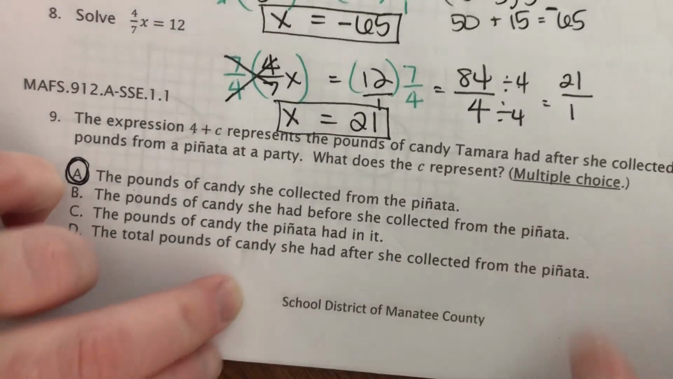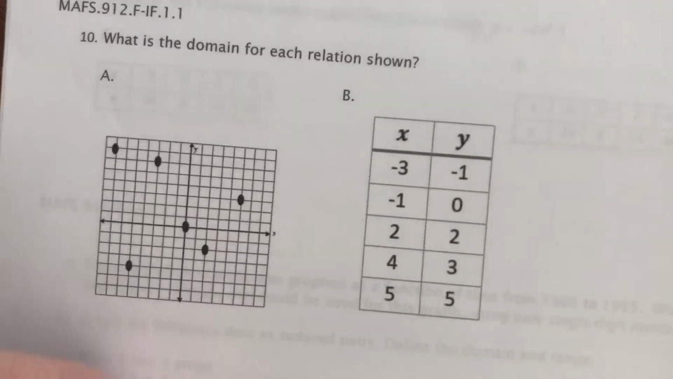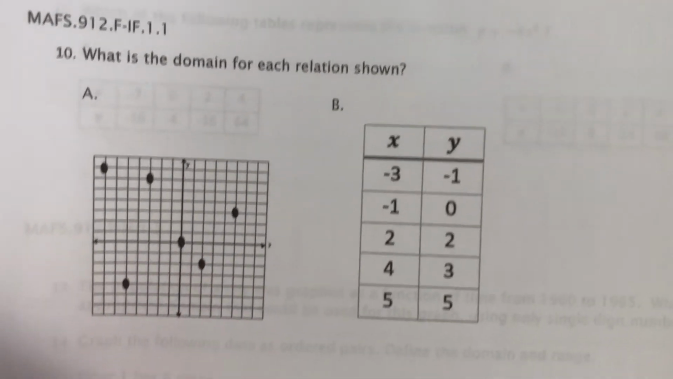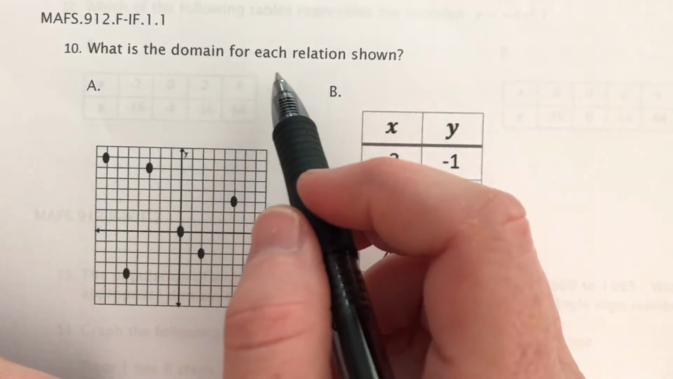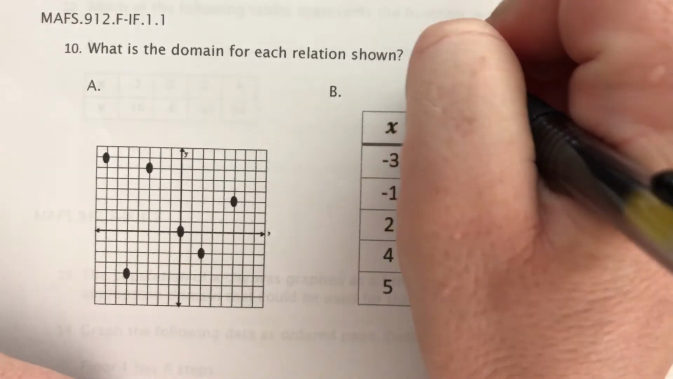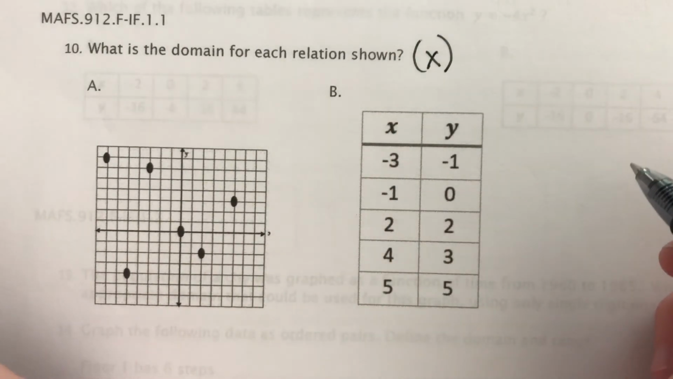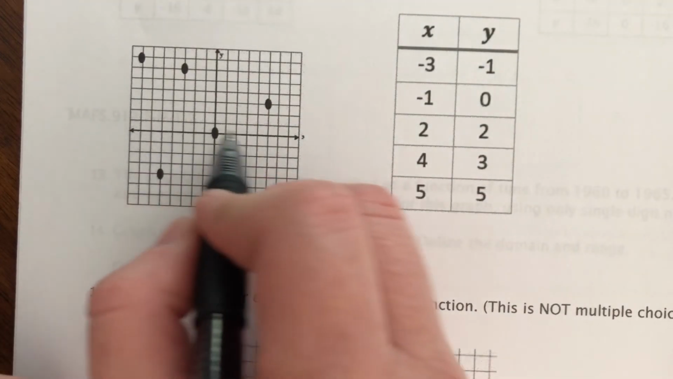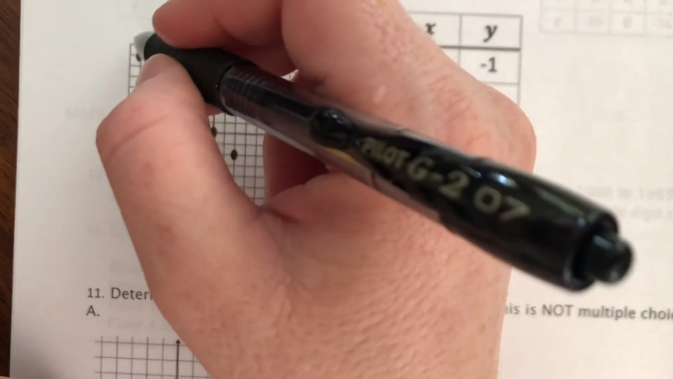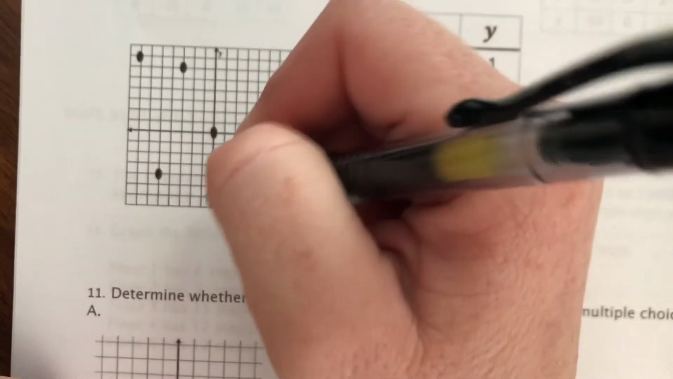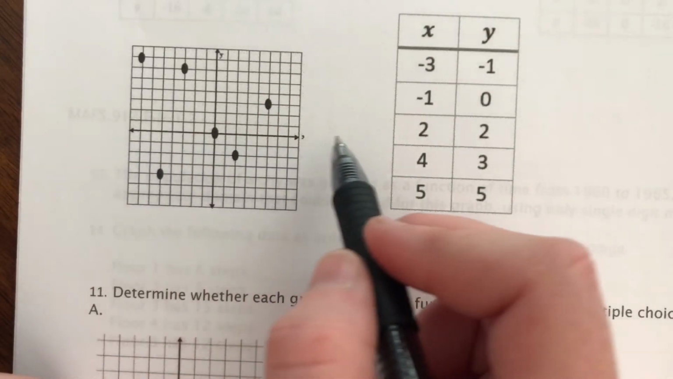Okay, page 2. Number 10. Man, my camera's funny. All right, what's the domain for each relation shown? Domain is all of your x values, right? So here's my x-axis. What's the x value for all of these dots? Where are these dots along the x-axis?